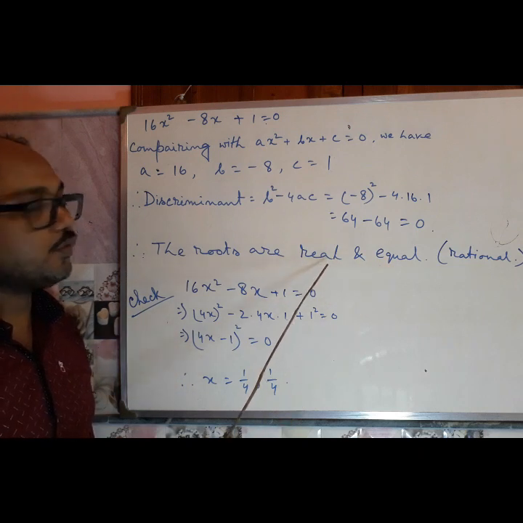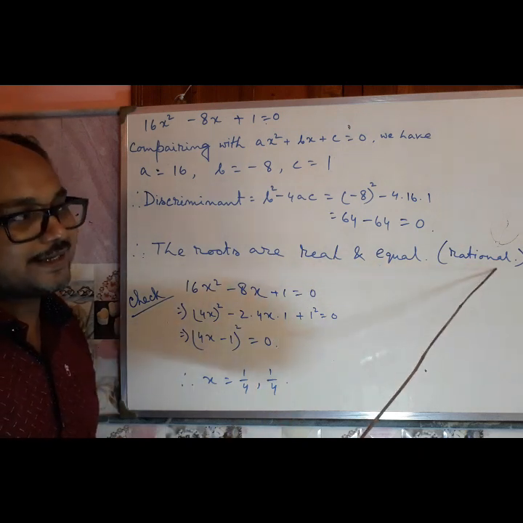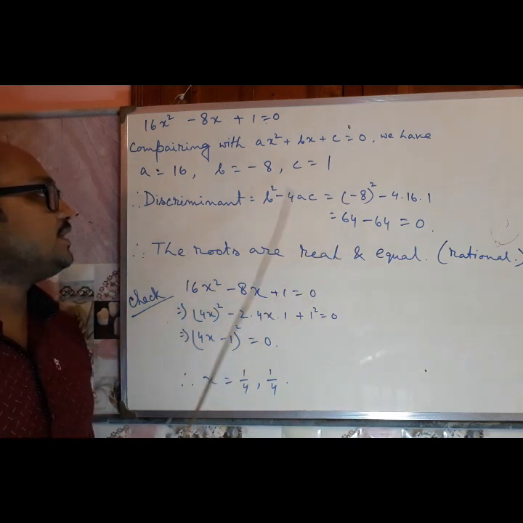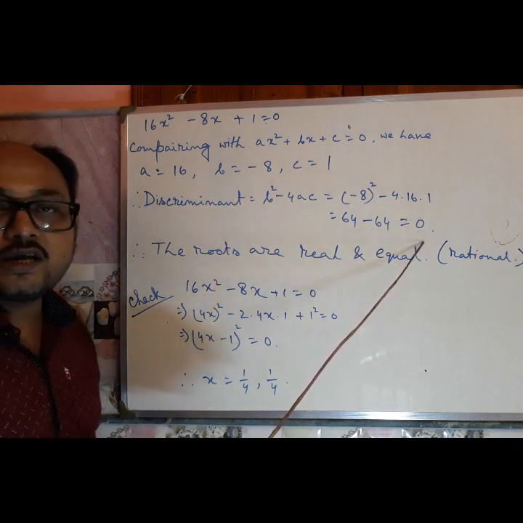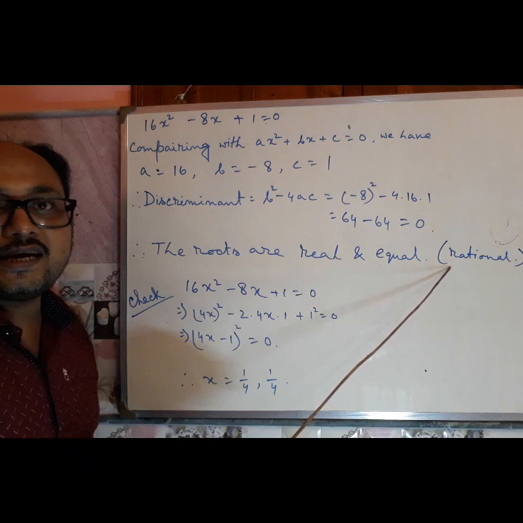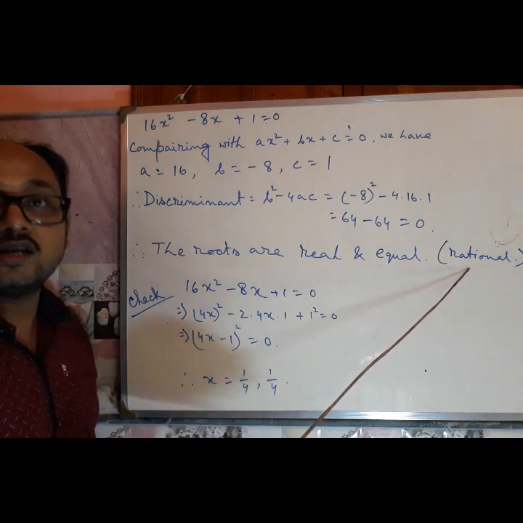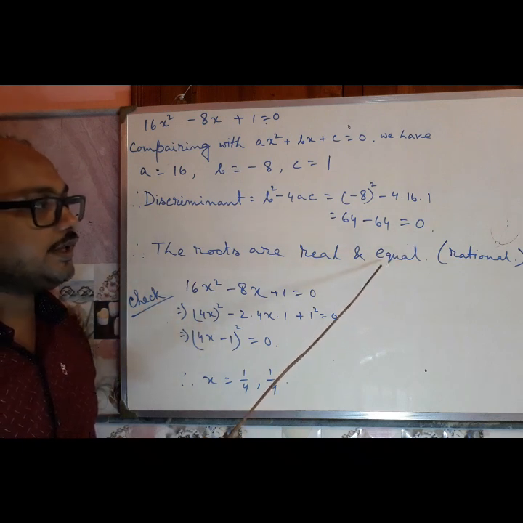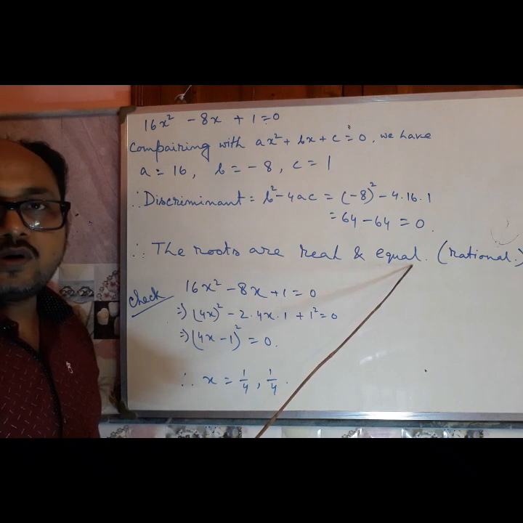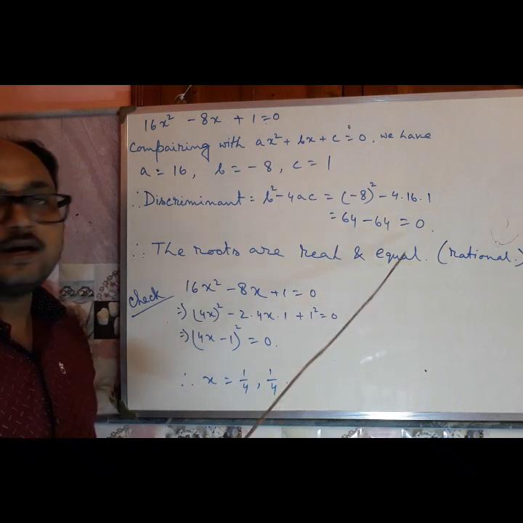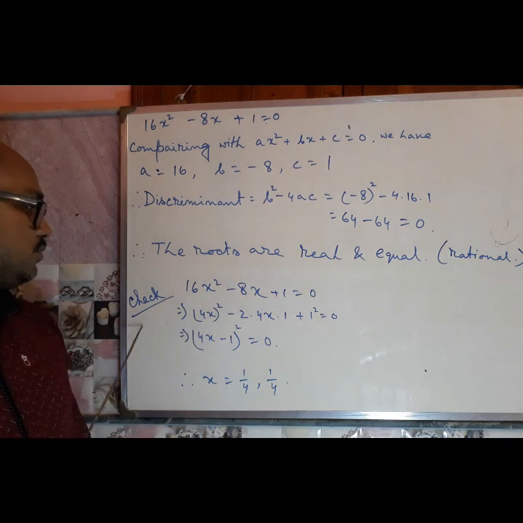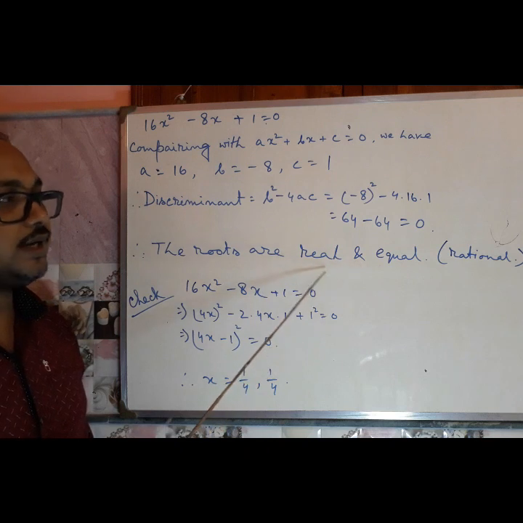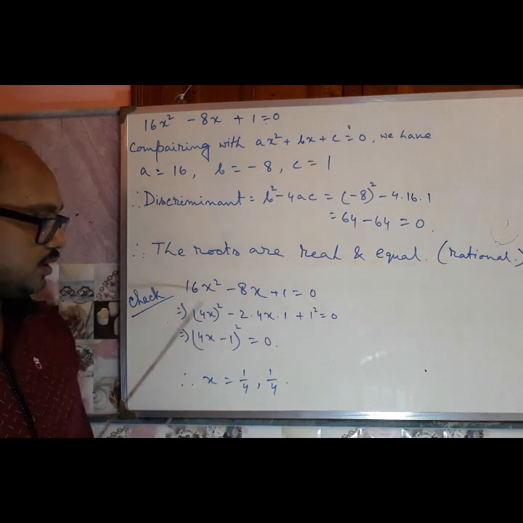Here we can say that the roots are rational also. That means if the discriminant is a perfect square or equal to 0, then only we can get rational real roots. And if the discriminant is particularly equal to 0, then they are equal, and for the other perfect squares they are unequal. Now we check this equation whether the roots are rational and equal or not.